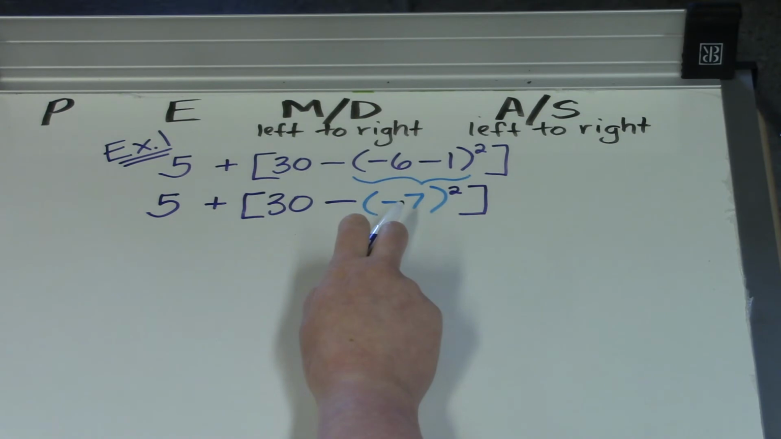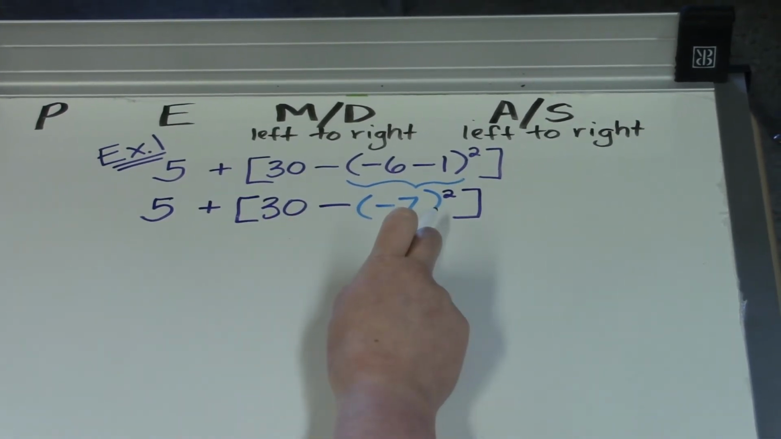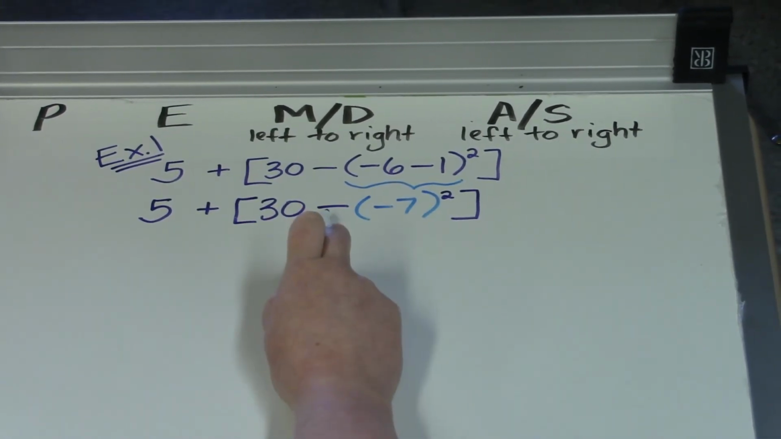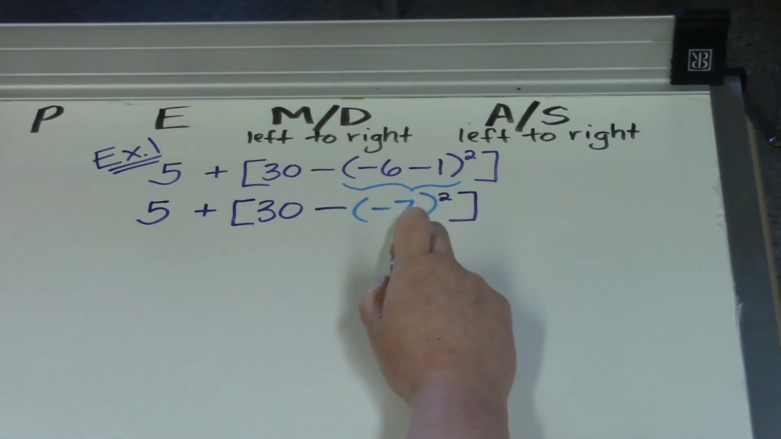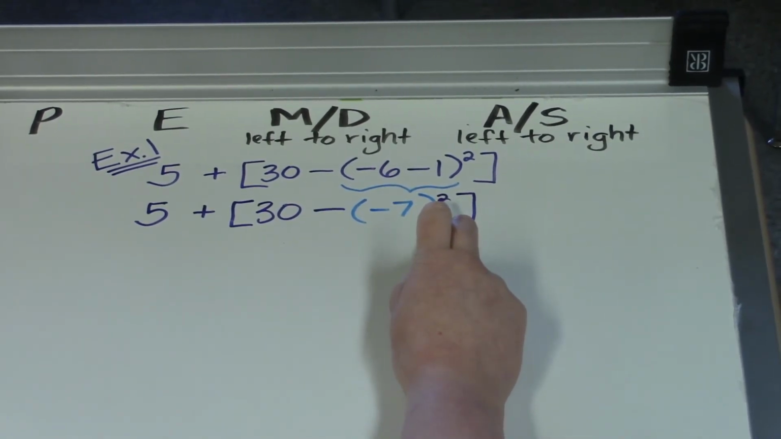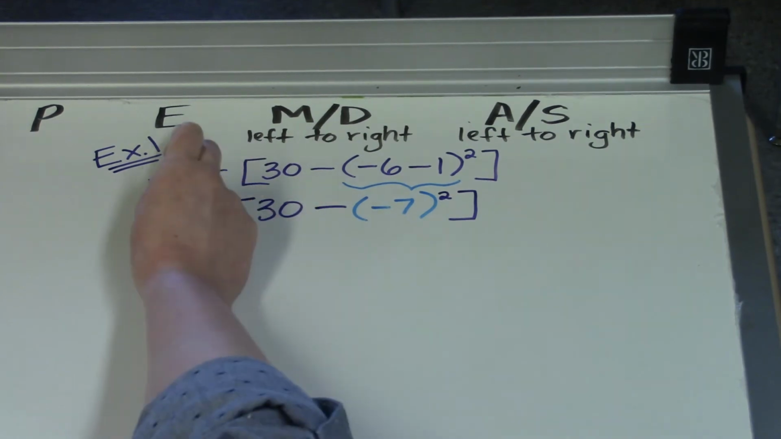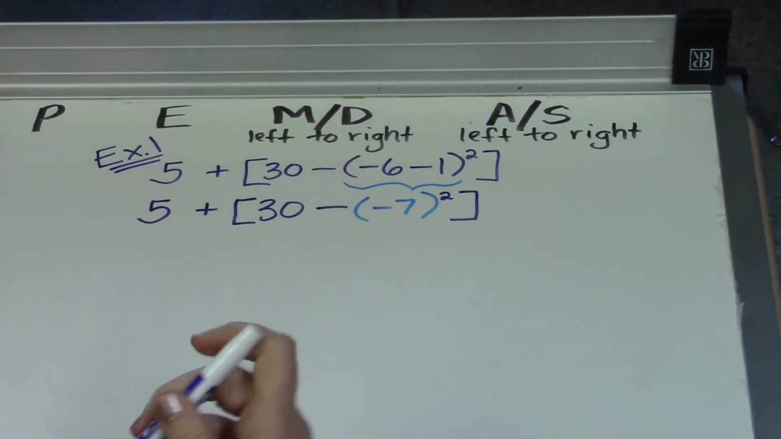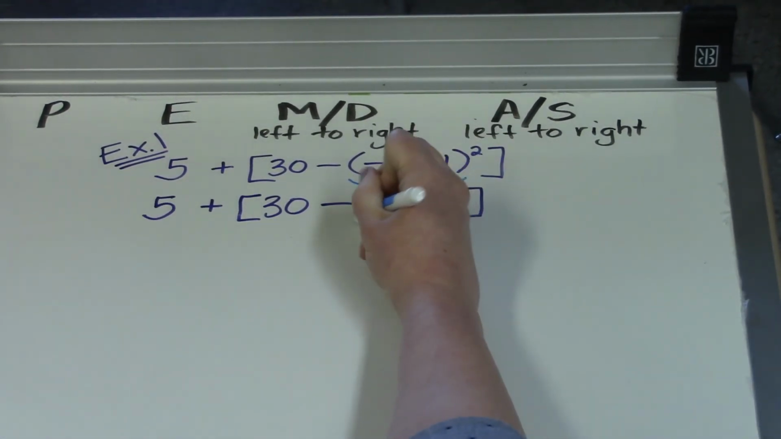Now that I've simplified that, if I look in my grouping symbol this time, I have a minus sign, so I have subtraction, but I also have negative 7 being raised to the second power. Because that's an exponent and exponents go next, I need to simplify negative 7 squared.